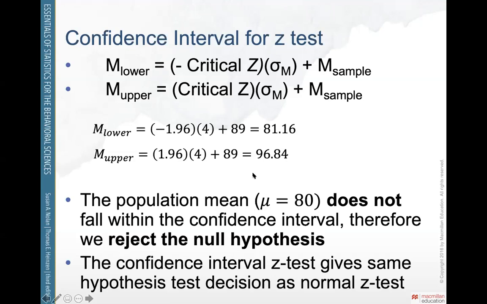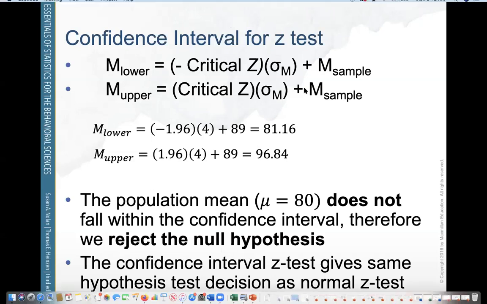So as I said earlier, confidence intervals really are kind of like the exact same thing as hypothesis testing, except the inverse. And that really is an accurate statement. We reject the null hypothesis because 80 is outside of this interval. So 80 does not fall in the confidence interval, therefore we reject the null hypothesis. And the confidence interval gives the exact same hypothesis test decision as the Z-test that we learned in chapter 7. So the way you would write the answer, the numbers are 81.16, 96.84.